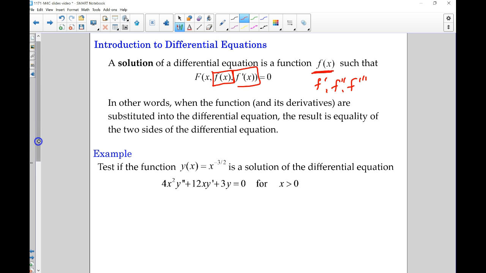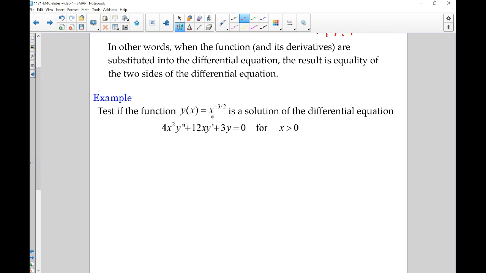So an example here, we want to test to see if this is a solution to the differential equation. And here's the differential equation down below. In looking at this, I see I have a y double prime, and I have a y prime, and I have a y. So that means if this is my solution, I'm going to need to plug in y right here. I'm going to need to plug in the derivative in here, so I need to compute the derivative, and I'll need to plug in the second derivative. So let's go ahead and compute those first.